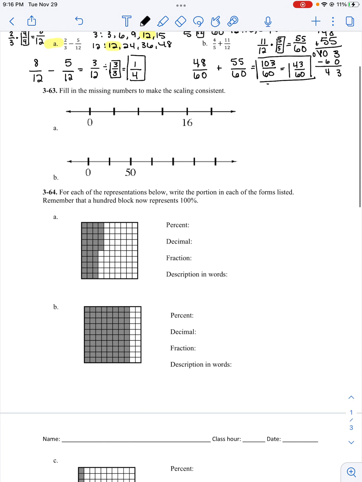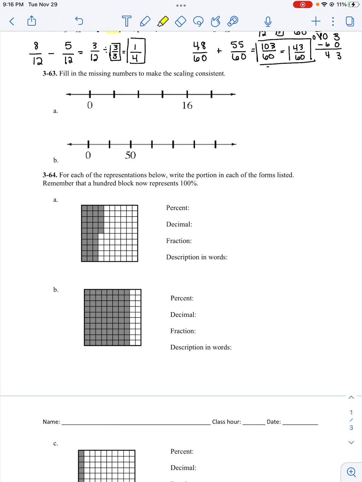Okay. Problem 63. I'm filling in missing numbers to make the scaling consistent. Consistent is the key word. It has to count by the same number each time. So if I have 16, okay, I have 1, 2, 3, 4 spots. 16 divided by 4 equals 4. So what I know is that it's counting by 4. So 0, 4, 8, 12, 16, 20.